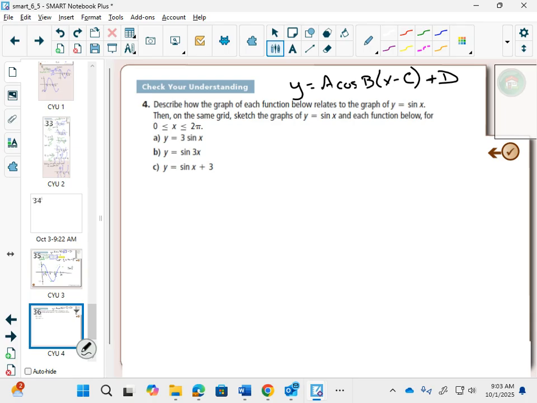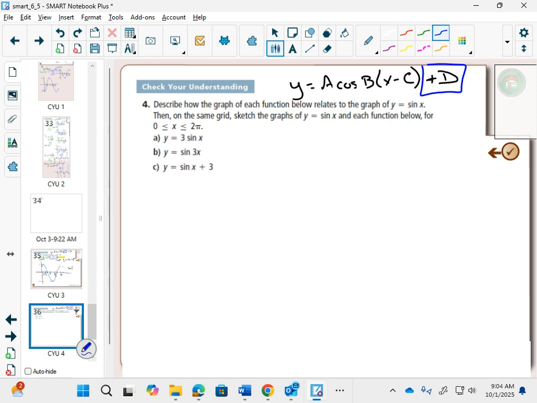So we have already seen that the A value affects your amplitude. The B value affects your period, and you've got formulas for period, 2 pi over B for sine and cos, and pi over B for tangent. And now we're going to look at our D value.